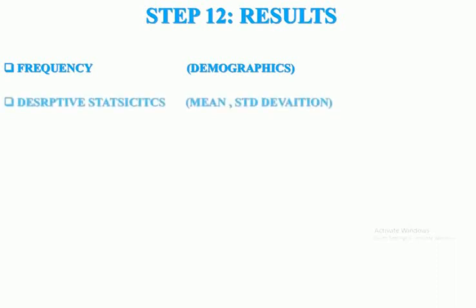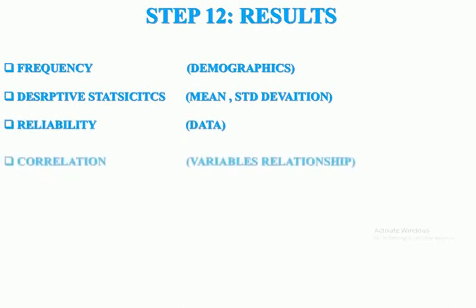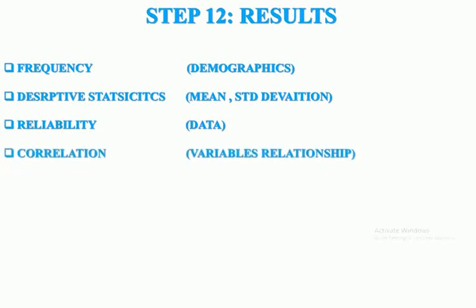Then comes your descriptive statistics. Sorry for the spelling mistakes. Then the descriptive statistics shows your mean and standard deviation of your variables. Then comes your reliability. It shows how much your data is reliable to use for your research. Then comes the correlation. It shows the variables' relationship with each other.